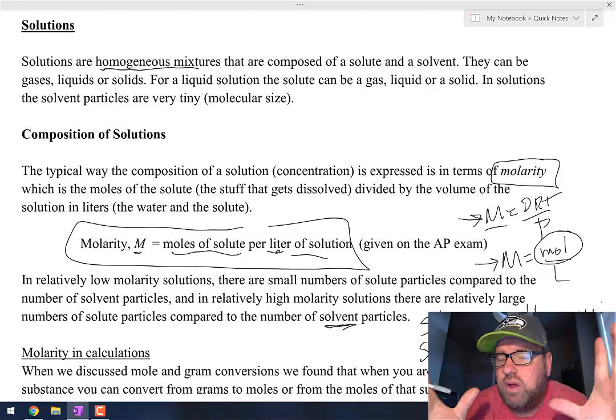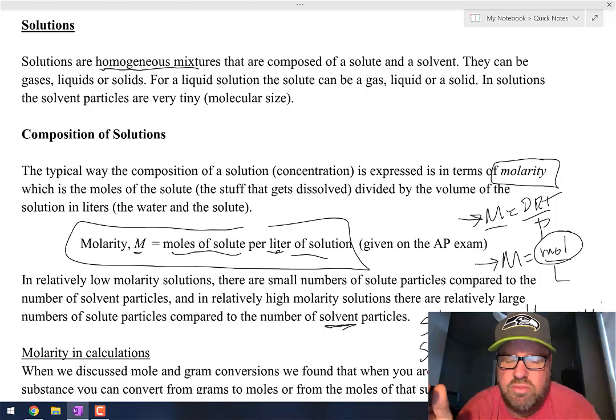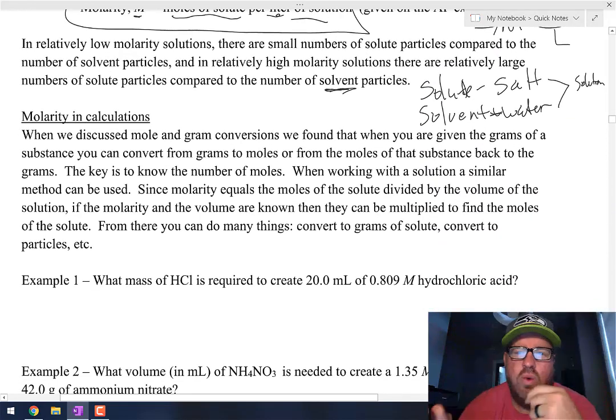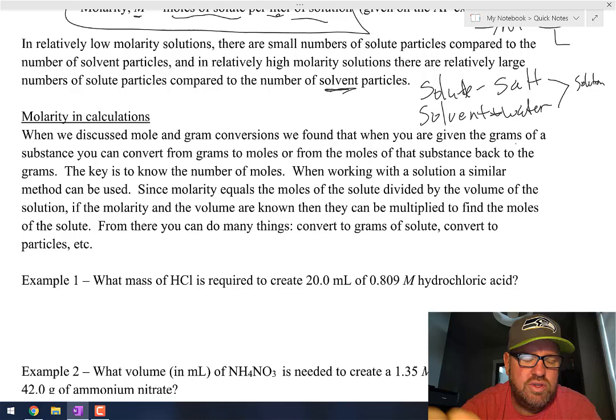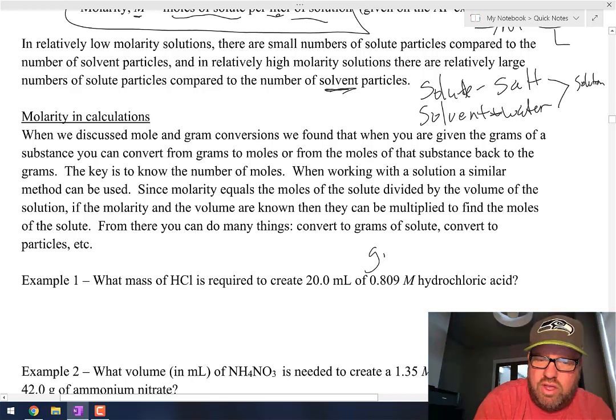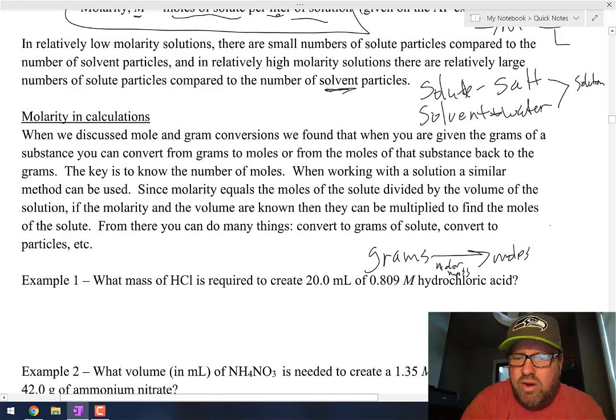Now, what if they give you grams of salt? Then of course you have to convert those grams to moles, and we'll see that in just a minute. When we do molarity calculations, when you're given the grams of a substance, you can convert grams to moles or moles back to grams. The key for using molarity is to know the number of moles. Since molarity is equal to the moles of the solute divided by the volume, if we know the molarity and the volume, we can find moles. We've learned that you can take grams and convert to moles using the molar mass, but you can also go to moles from the molarity.